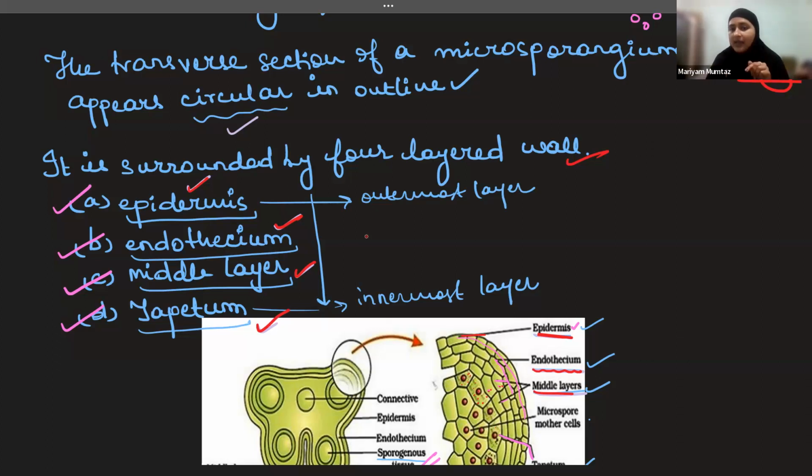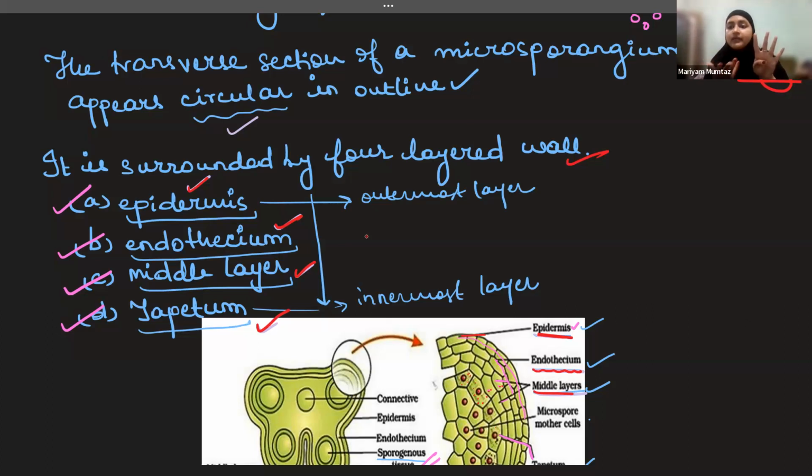Now, that microsporangia has 4 walls present. Naming it from the outside to the inside: if walls are present, one wall will be outermost, then another right inside, then another right inside. The outermost wall is the epidermis. Under the epidermis is the endothelium. Under the endothelium is the middle layer, and then innermost is the tapetum. So epidermis, endothelium, middle layer, and tapetum.